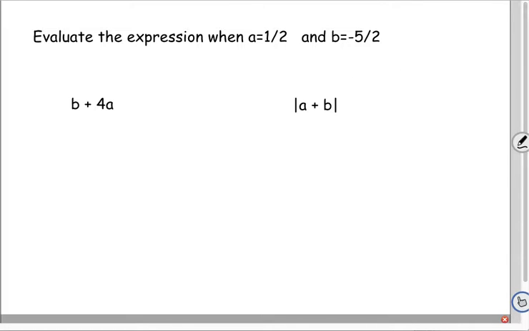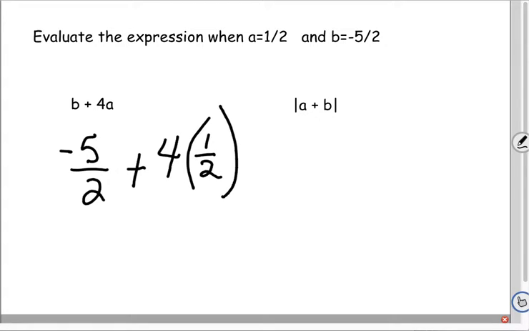One more. All right. We've got algebraic expressions here. We've got a value for A and we have a value for B. What do we do with those values in the first expression? What am I going to do, Kennedy? I have to substitute the value here for the variable here. So B says negative 5/2 plus 4 times, what's the value of A? I substitute it in, and then I just solve it. Substitute and solve.